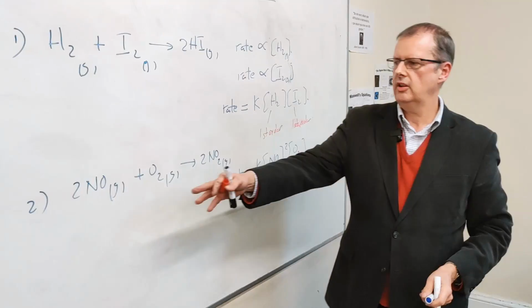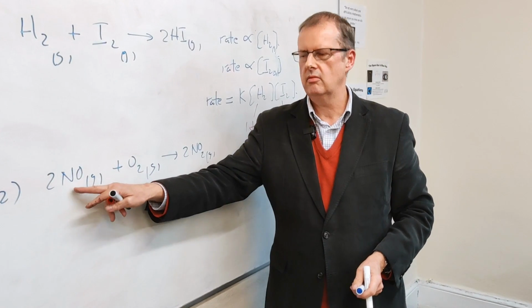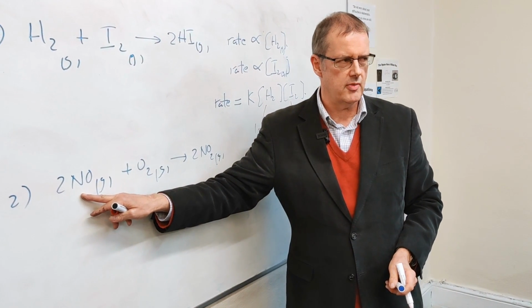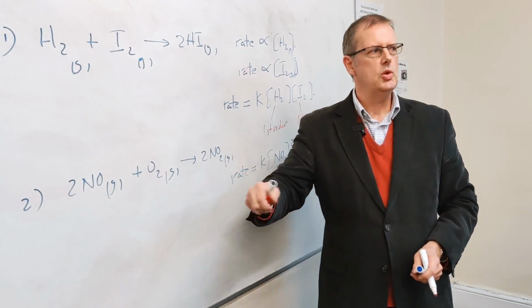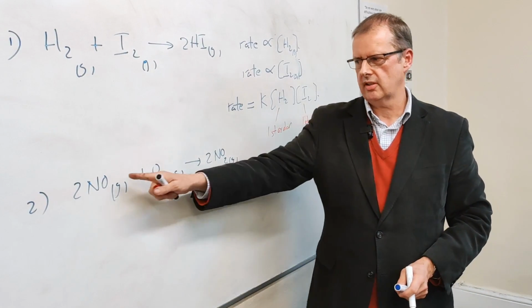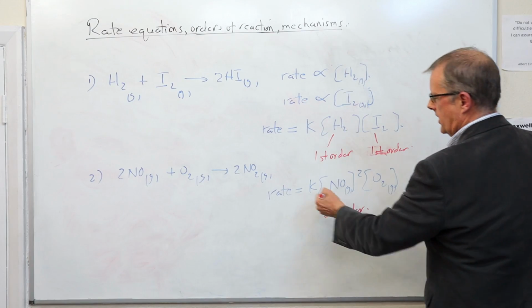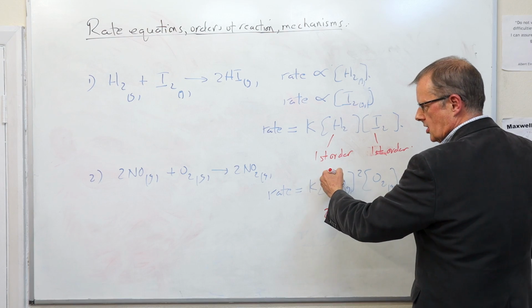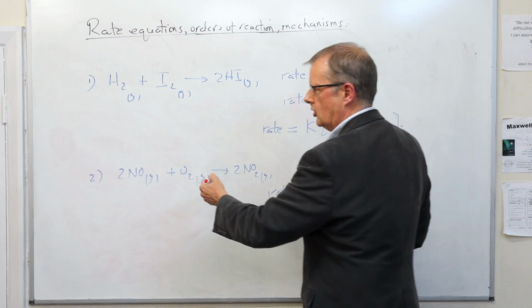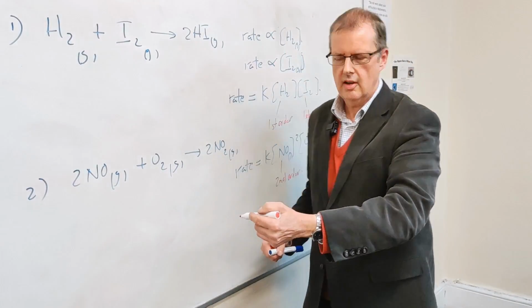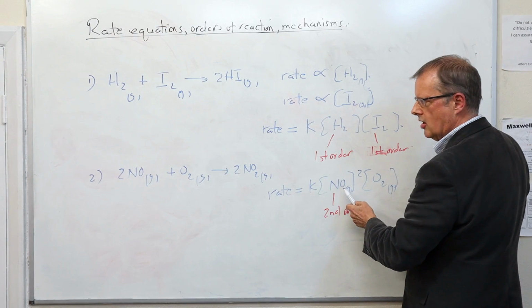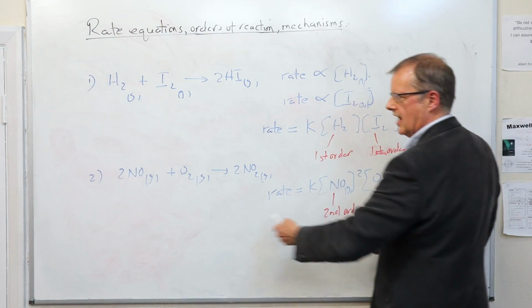The point about that, if you repeat this experiment and you double the concentration of the nitrogen monoxide, it goes 2 squared, in other words, 4 times as fast. If you repeat the experiment and that's 3 times the concentration, it's 3 squared, it'll go 9 times as fast. So whatever you do to the NO concentration, you square it and it has that effect on the rate.